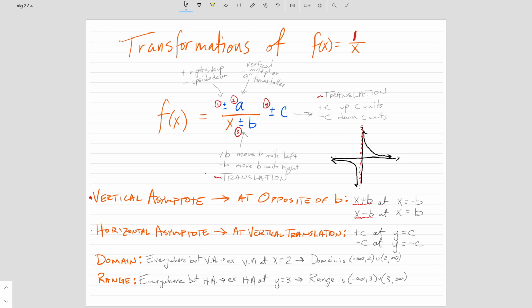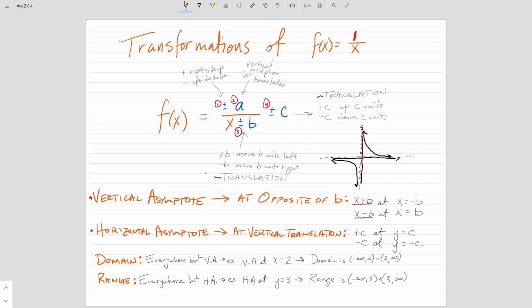Horizontal asymptotes, that's the second piece of information. If I look at my parent function, it does have a horizontal asymptote right there. A horizontal asymptote is an imaginary line that your graph flattens out at. And whether you're coming from the bottom or the top, it does flatten out at y equals 0. And so a horizontal asymptote would be affected by the plus and minus c, the vertical translations.